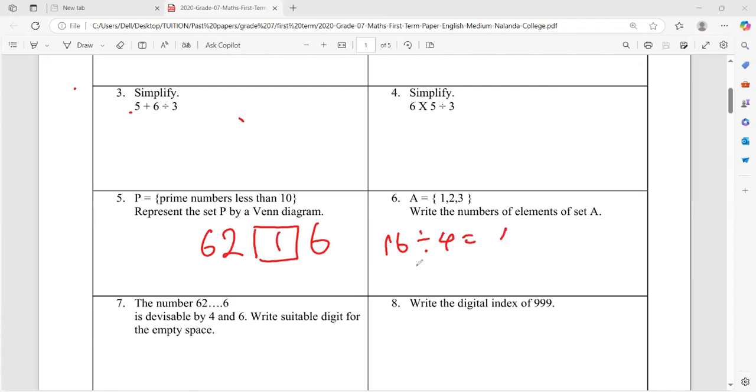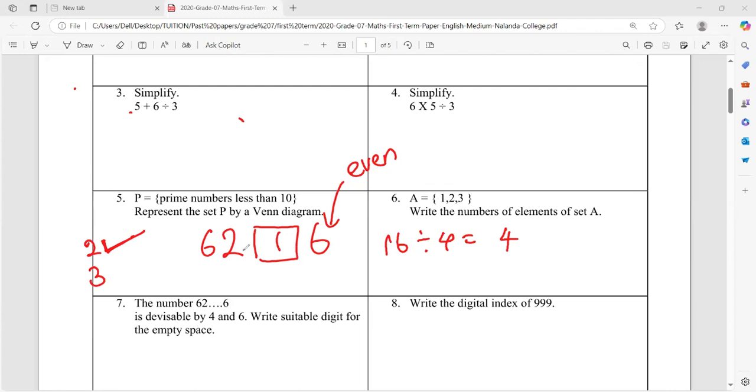And let's see whether it is divisible by 3. If it is divisible by 6, it must be divisible by 2, and also it must be divisible by 3. Now you see, as this is 6, it is already divisible by 2 because this is an even number. Therefore, we can say it is divisible by 2.